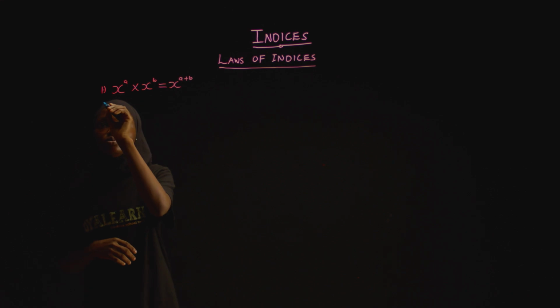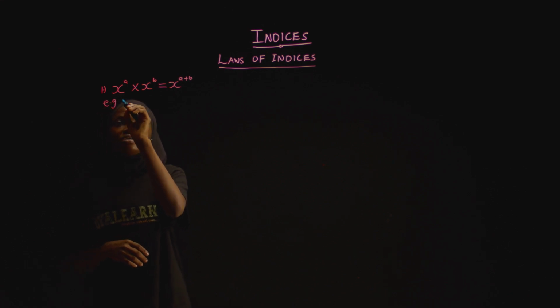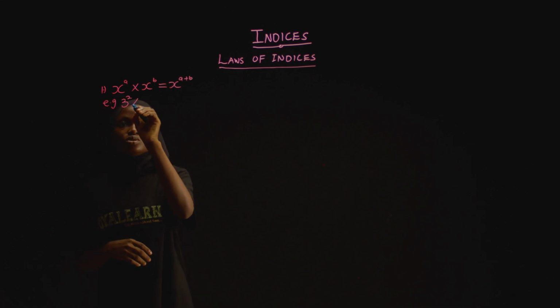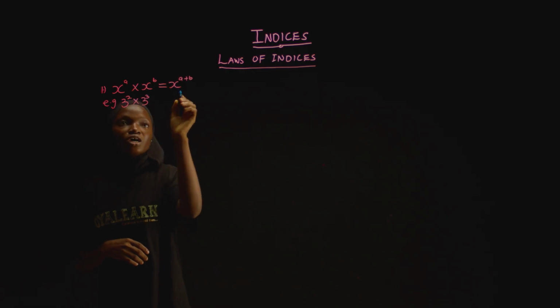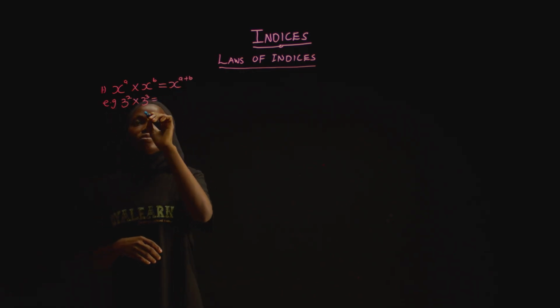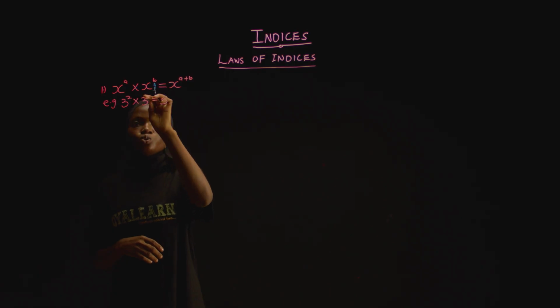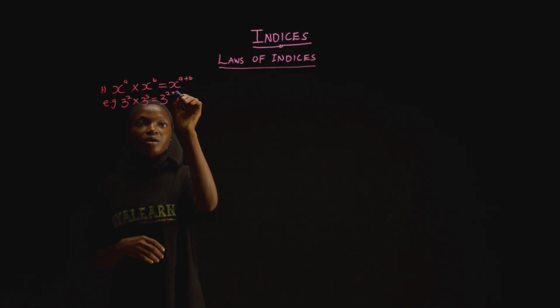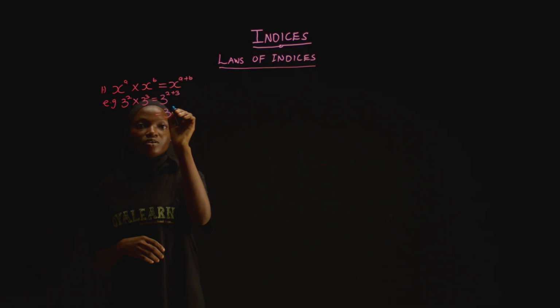Let's look at an example. We have 3 raised to the power 2 times 3 raised to the power 3. Using this law, it's going to give us 3 raised to the power 2 plus 3. Add up their powers, and that gives us 3 raised to the power 5.